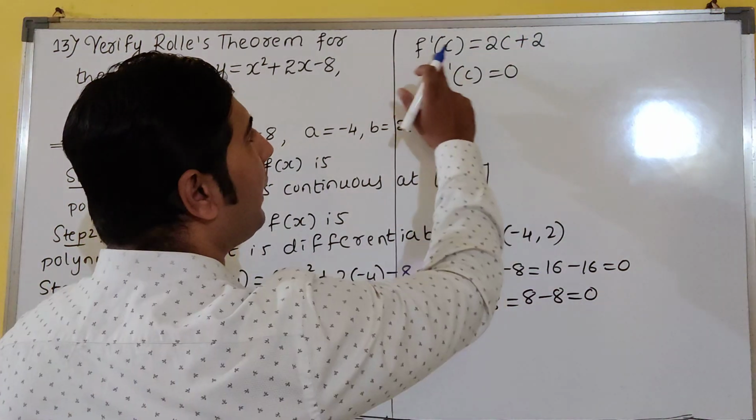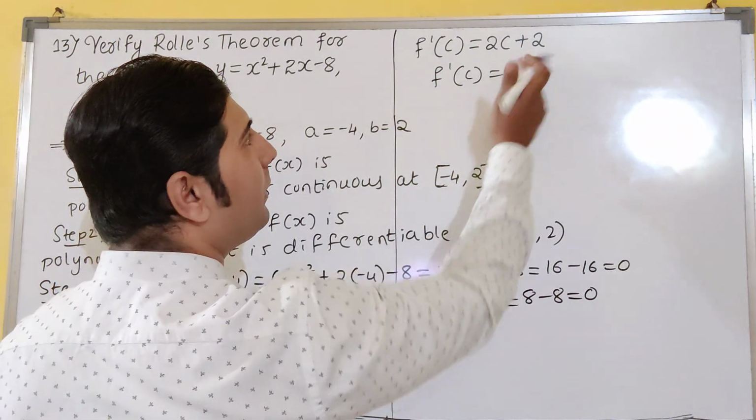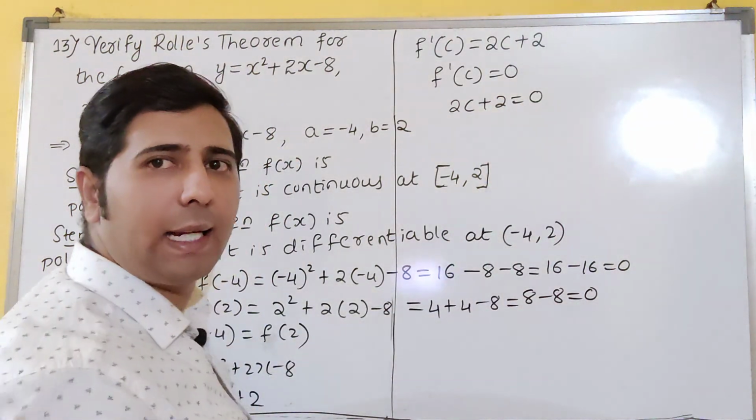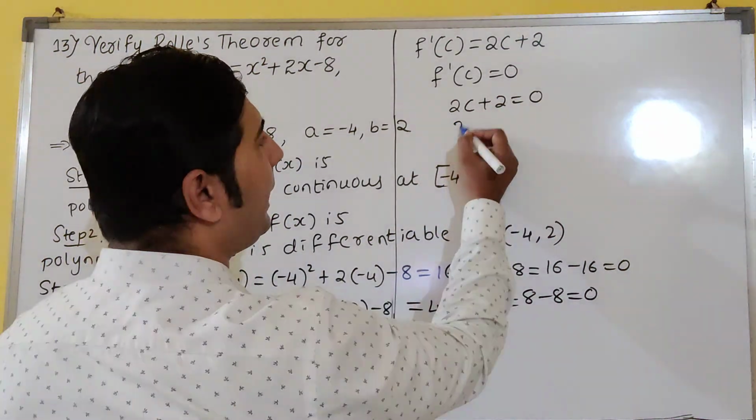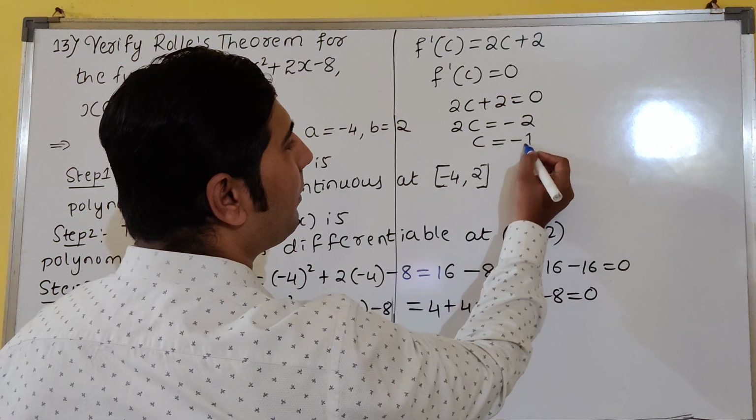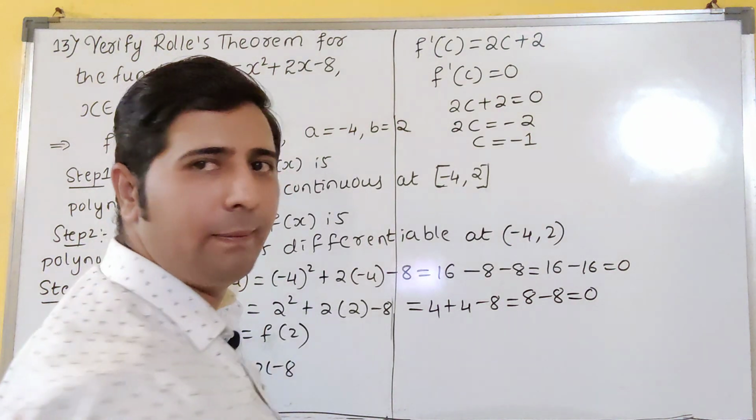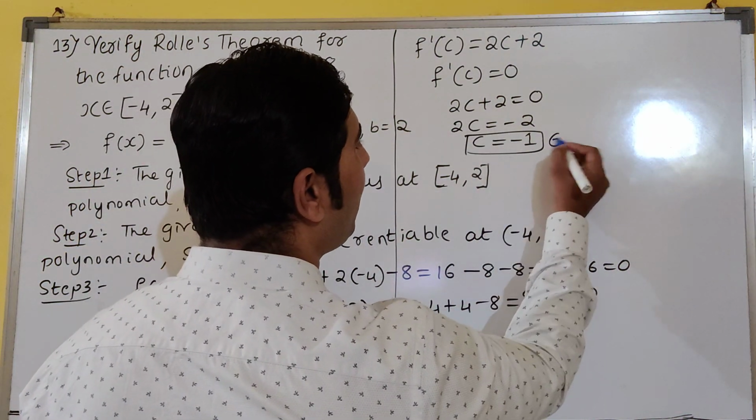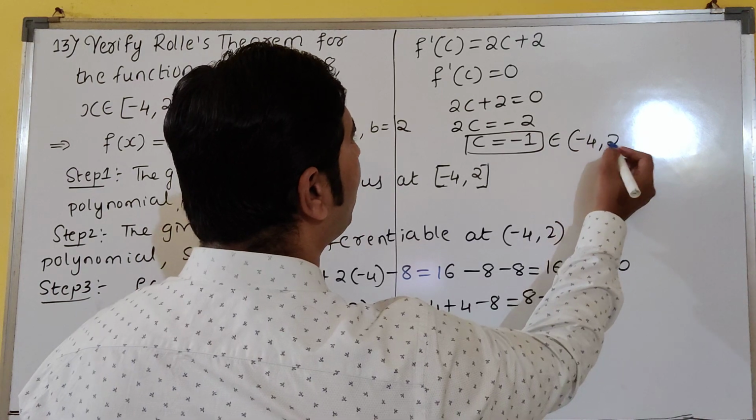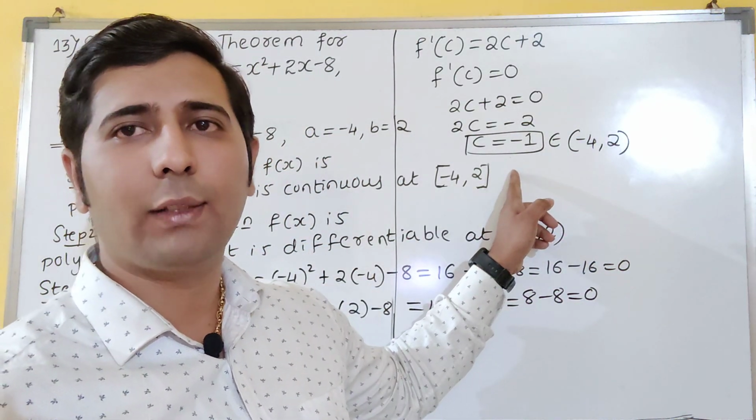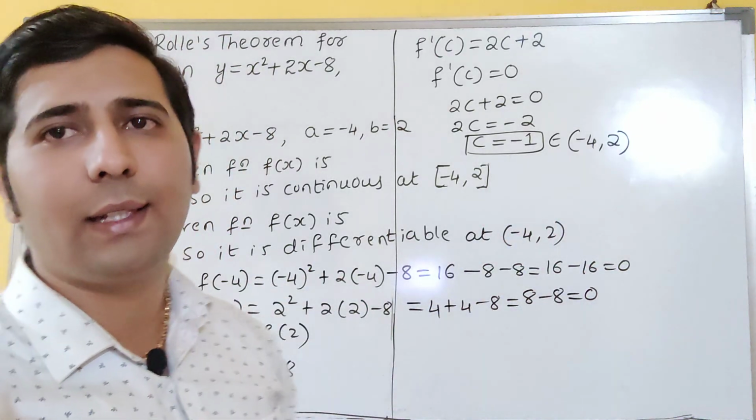So now f dash of c, you know how much? 2c plus 2 is equal to 0. Correct? Plus 2 you take that side, it will become minus 2. The c value is becoming how much? Minus 1. Correct? Minus 1 is our required answer, which belongs to what? Minus 4 to 2. In between, this number will come, minus 1, and this is our required answer, dear students.